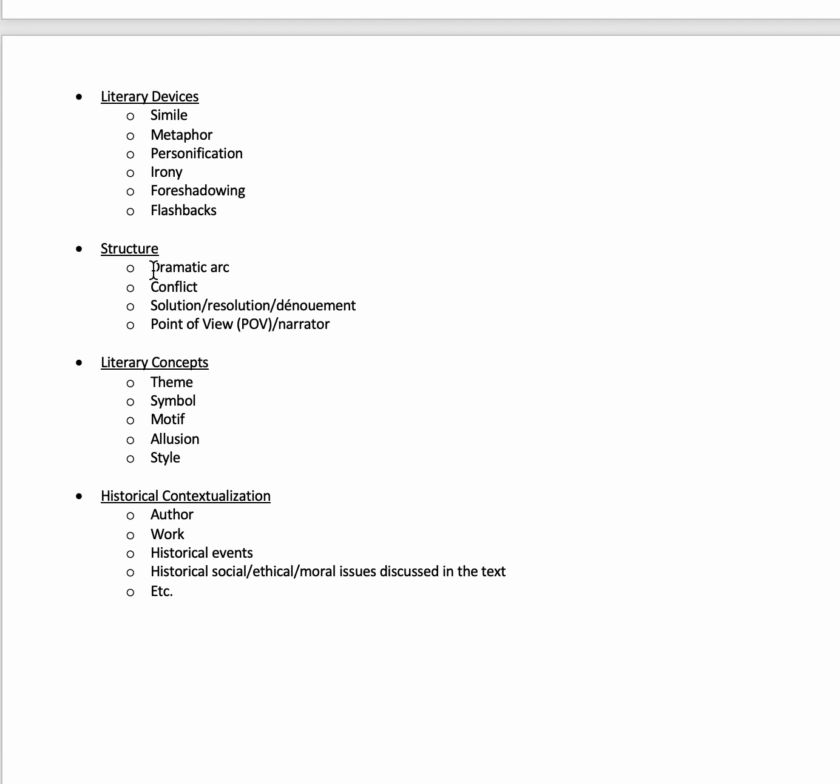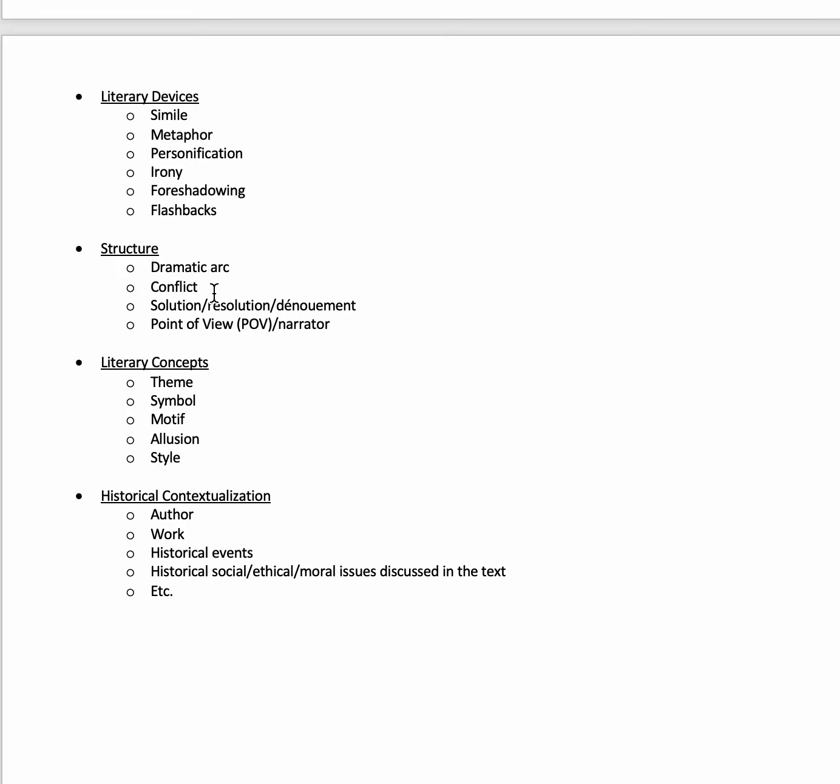You can think about the dramatic arc. You can think about the conflict. So this could be man versus man versus society. Think about the solution or resolution of the denouement. And then look at the point of view. If it's written from first person omniscient, or first person, I should say, or third person limited omniscient or third person omniscient, why does that matter? And then look at the literary concepts, so things like themes, symbols, motifs, allusions.